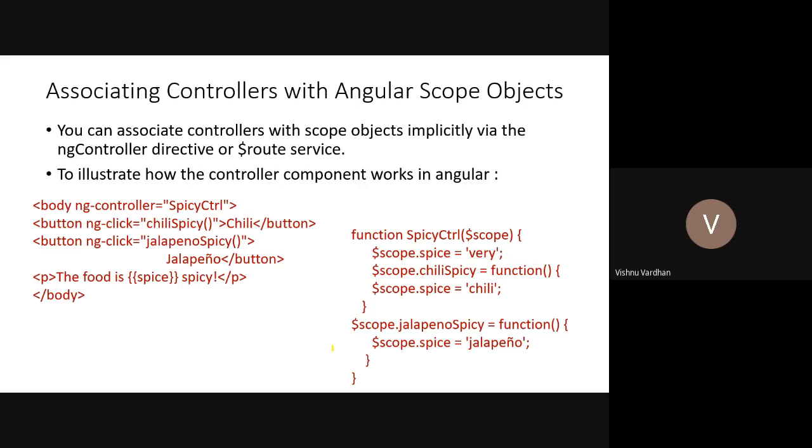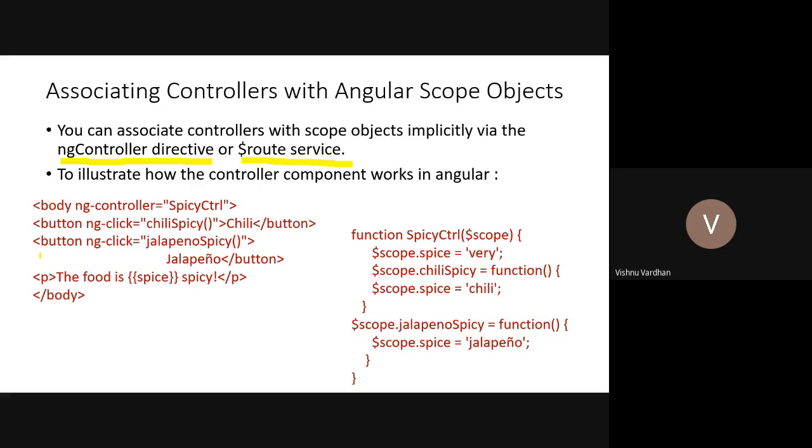Then associating controllers with Angular scope objects. There is an example given here. You can associate controllers with the scope objects implicitly via the ng-controller directive, or using the $route service. So you can associate the controllers with these implicit scope objects, and the scope objects can be used by attaching your information. How to use this, we will see with an example.